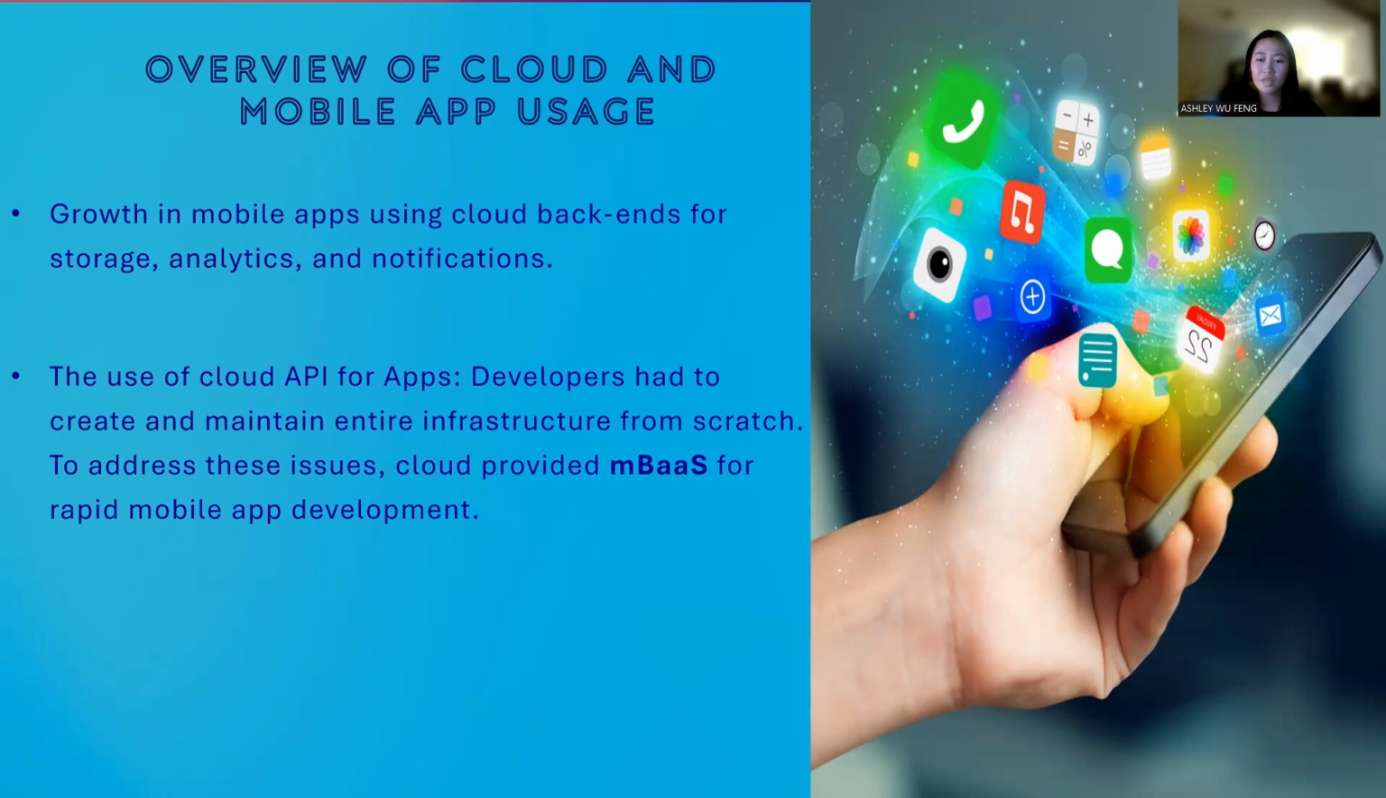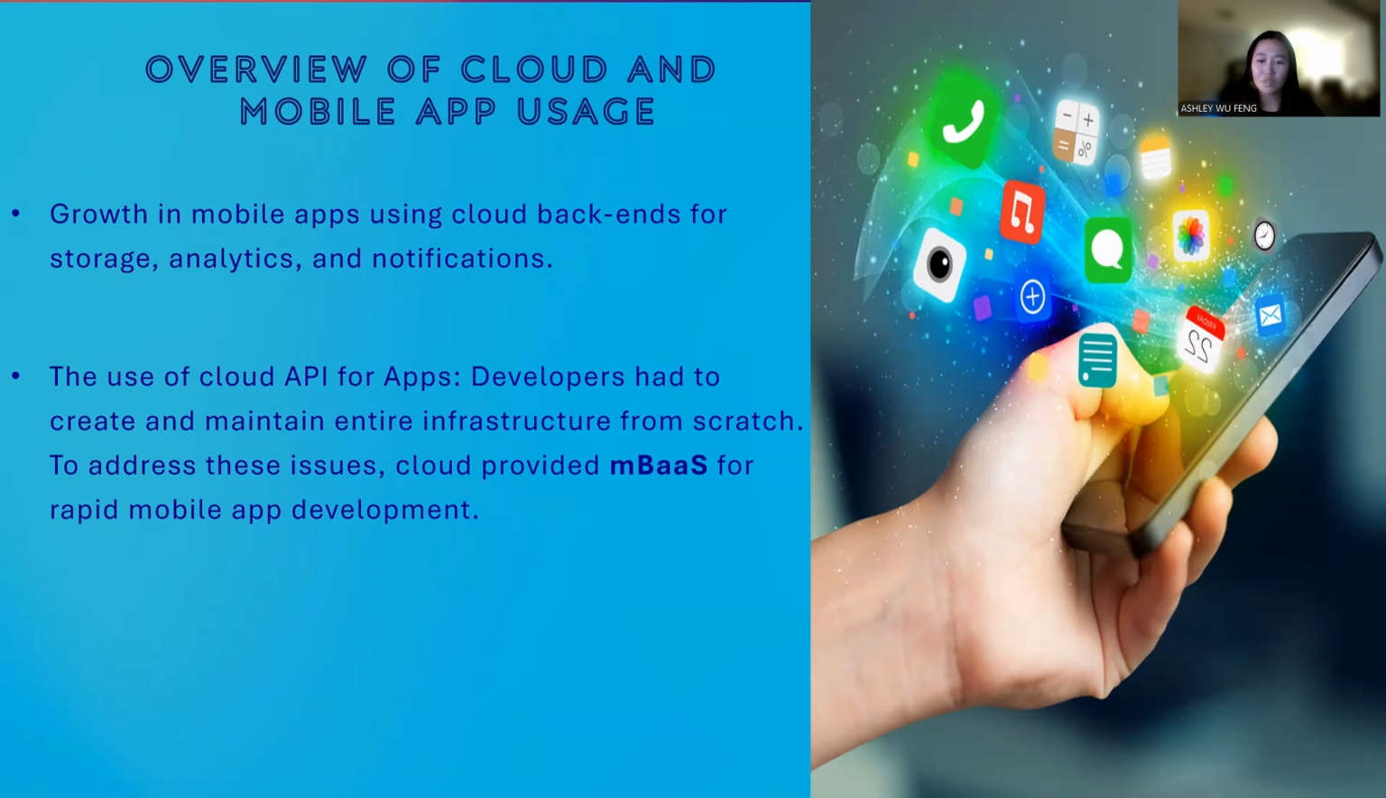Mobile apps increasingly rely on cloud backends for services like data storage, notifications, and analytics. However, we have seen a rise in data leaks from these cloud services, including personal information and corporate data. This research aims to uncover the reasons behind such leaks and develop tools to systematically detect vulnerabilities in mobile apps using cloud APIs. Developers had to create and maintain the entire infrastructure from scratch, and with the rapid rise of mobile apps, cloud services have become their preferred choice for developing.